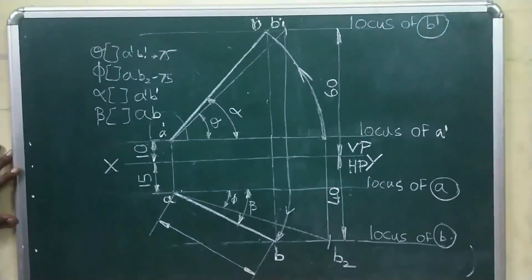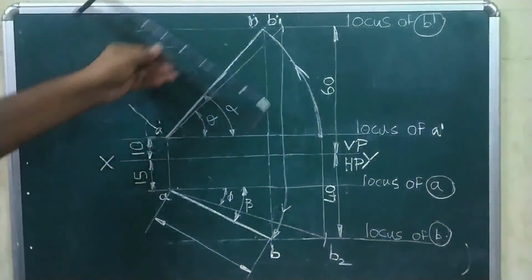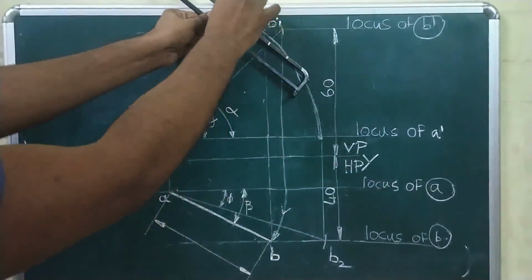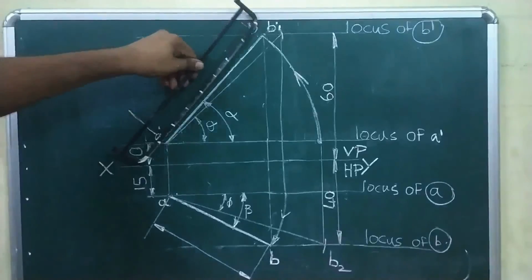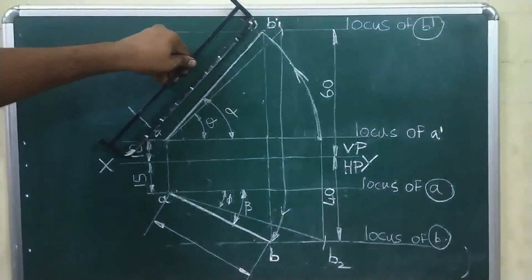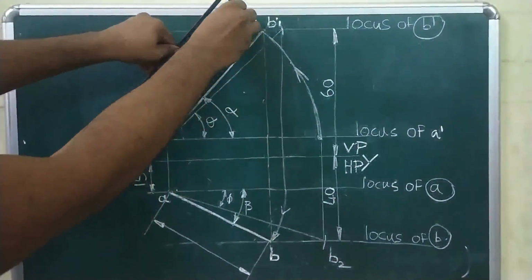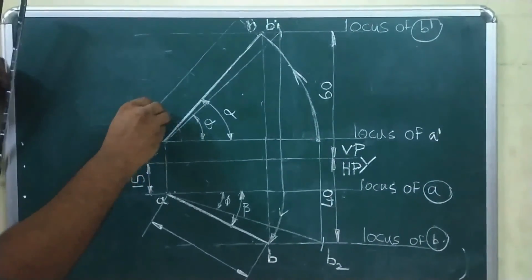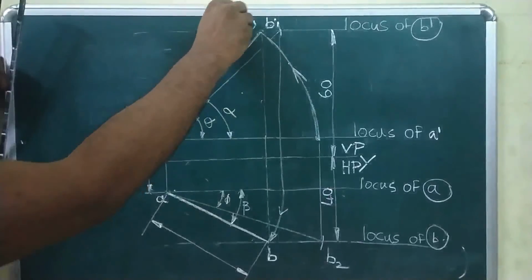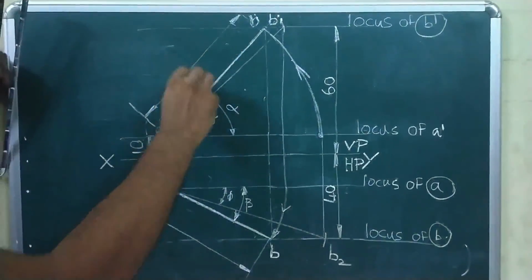You know the rule of how to draw the dimension line as well as the extension line. The dimension line must be parallel to the object line, and the extension line must be perpendicular to the object line. That's all. I hope you will draw all those things in a proper way.